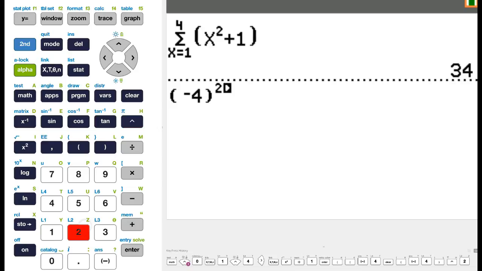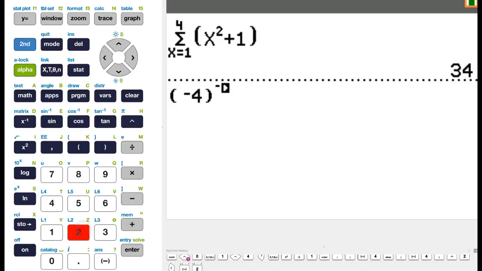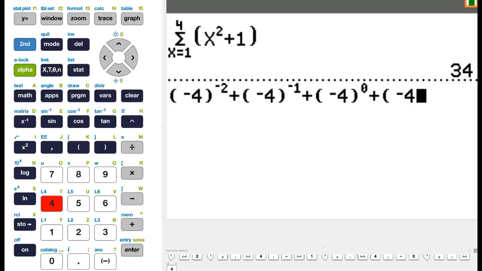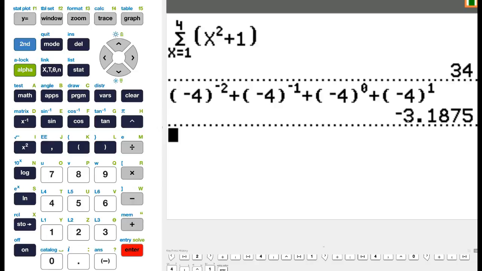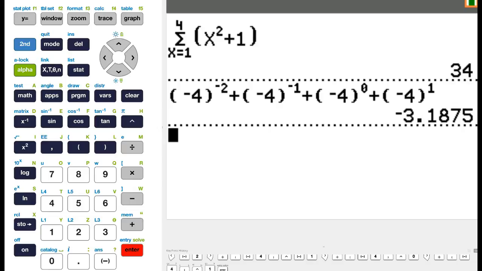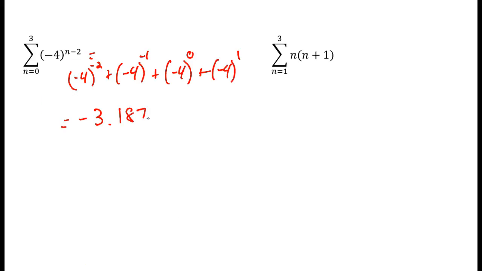So I have negative 4 to the negative 2. Make sure you're using parentheses here. Plus negative 4 to the negative 1, plus negative 4 to the 0, plus negative 4 to the 1. And your sum is negative 3.1875. This sum comes out to be negative 3.1875.